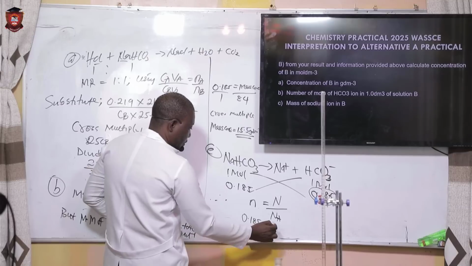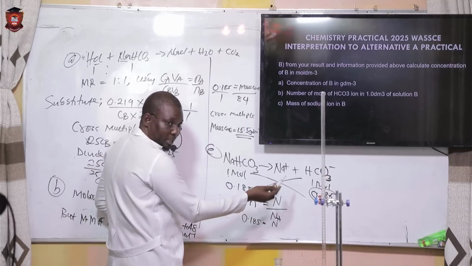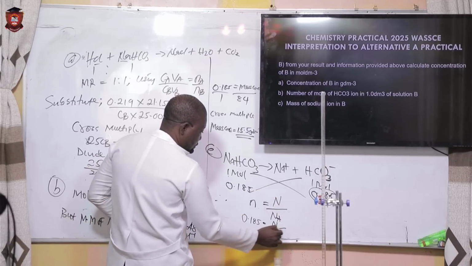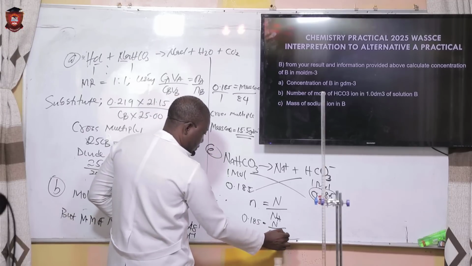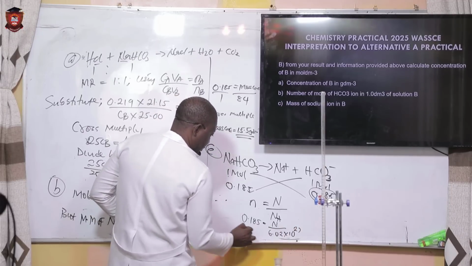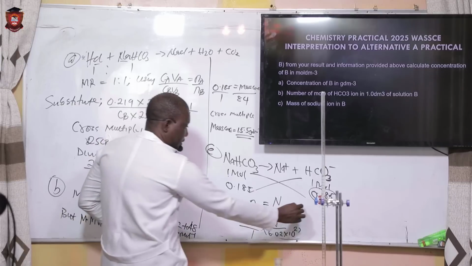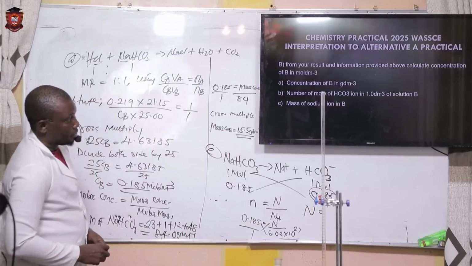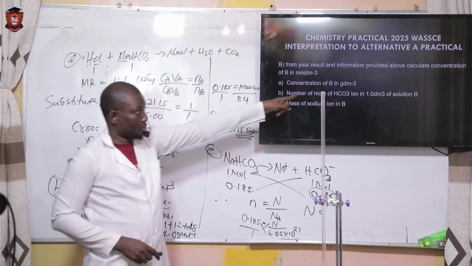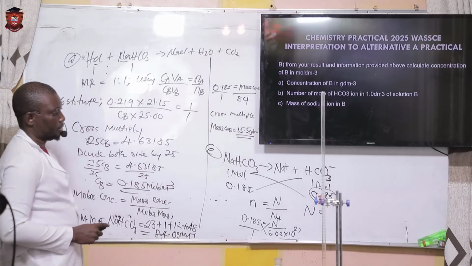0.185 equals n, the number of ions, the particles we are looking for, which we don't know yet, over Avogadro's constant of what? 6.02 times 10 to the power of 23. You get your answer now. So what is n now? n will be this times this. So that's the number of ions of that particular radical in the base.